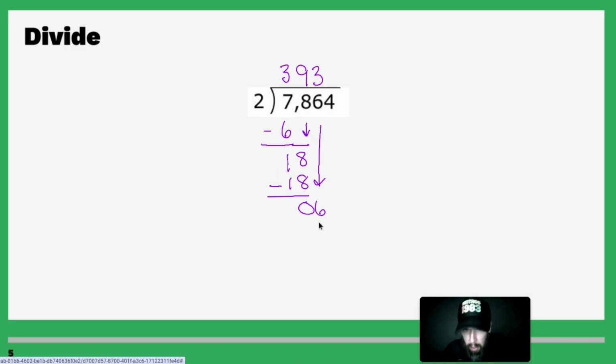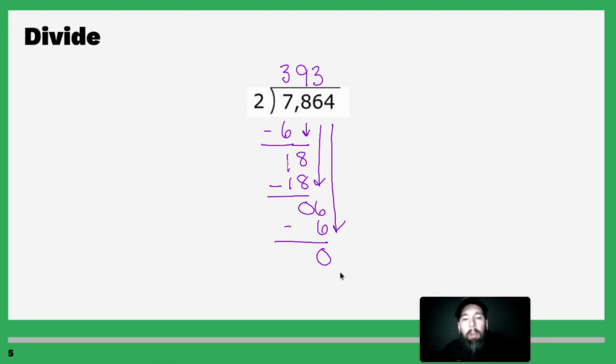3 times 2 is 6. 6 minus 6 is 0. Drop down the next number, which is 4. 2 goes into 4 twice. 2 times 2 is 4. 4 minus 4 is 0. And since there's no digits left, we're done. Okay, and so no remainder. The answer is 3,932.